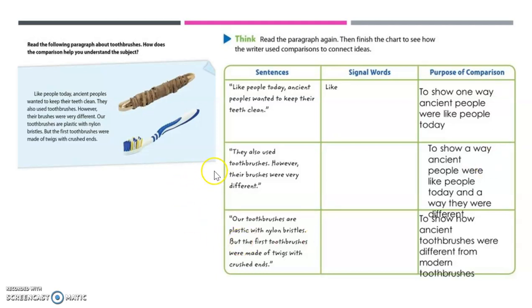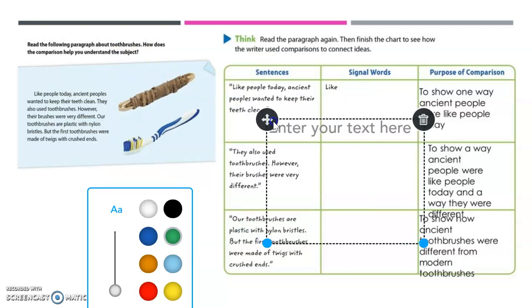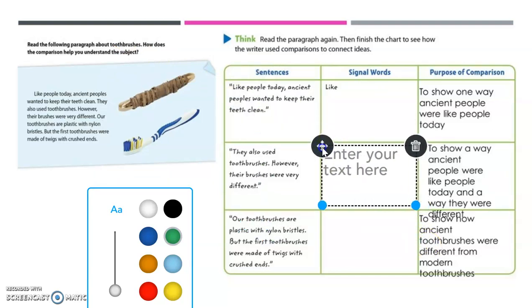It has the next two sentences from our paragraph. They read, they also used toothbrushes. However, their brushes were very different. Do you see the signal words that we underlined when we read the paragraph together? What were they? Yes, also was one. So that's what you're writing right there, and I'm going to type mine. And what was the other one? You got it. Nice job.